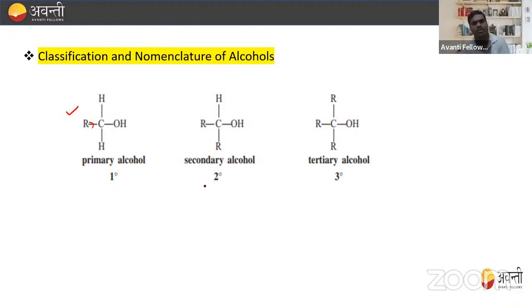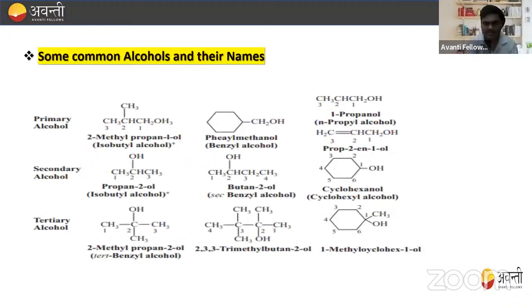So there is only one R, or one alkyl group, attached to this carbon atom. In secondary alcohol, we have two alkyl groups attached to this carbon atom, one and two, so we can say that this is a secondary alcohol. In this case, we have three alkyl groups attached to this carbon atom, so it is a tertiary alcohol. By this, we can classify primary, secondary, and tertiary alcohol. I hope this is clear to you. No issue in this, right? Okay, very good.